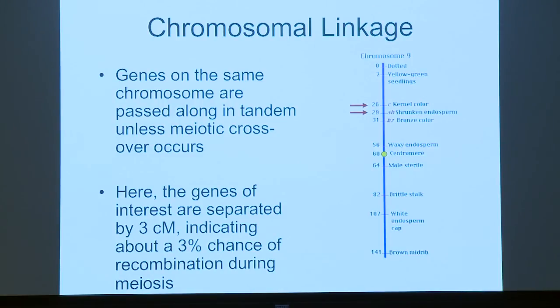So in this case, the genes of interest for the kernel color and the shrunken or smooth seed were in fact very closely localized on a particular chromosome, and that indicated that in almost every case, the parental chromosomes were going to be passed on undisturbed, except in the 3% chance that there would be a crossing over event in between those two sites.